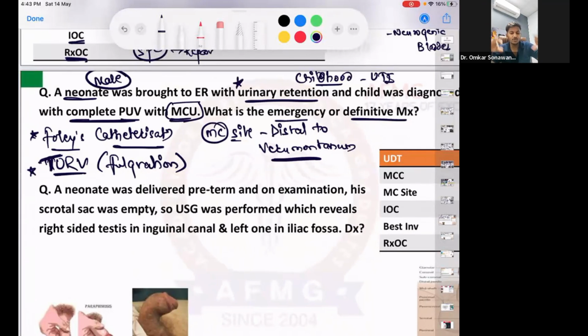Investigation of choice is MCU, micturating cystourethrogram. The most common site for PUV or posterior urethral valve is distal to the verumontanum. Emergency treatment is Foley's catheterization. Definitive management is transurethral resection of the valve. It is usually done by fulguration of the valve.